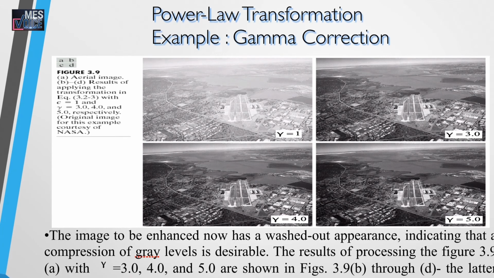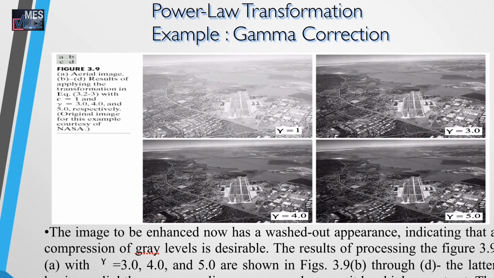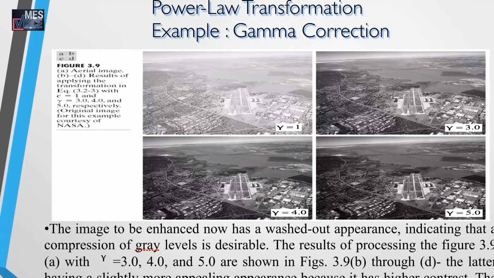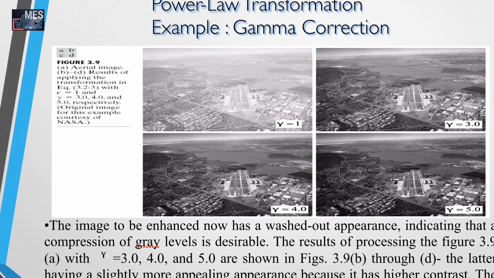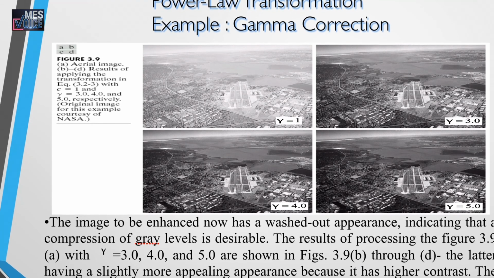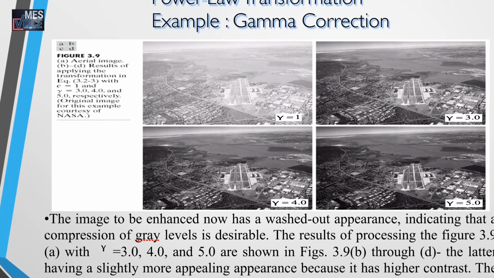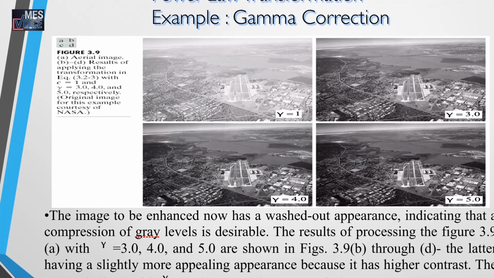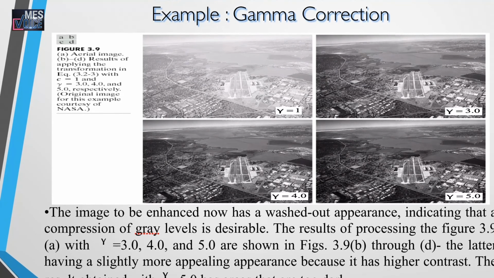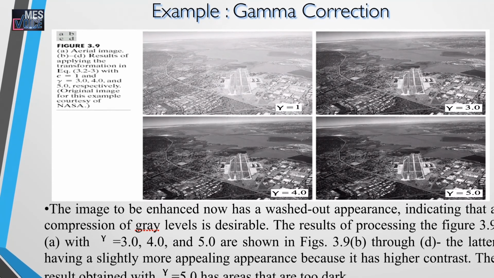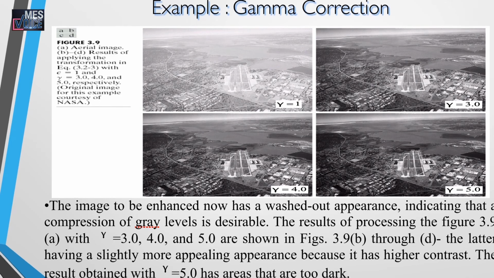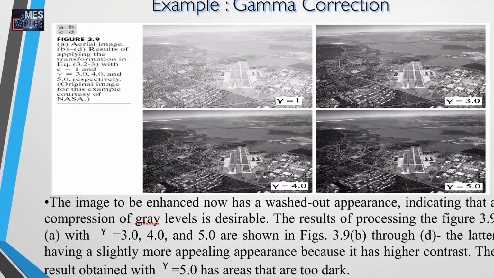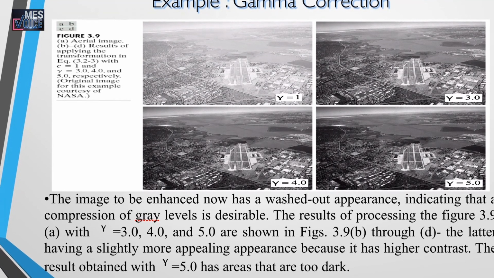On the left hand side, you can see an image with a washed out appearance, indicating that a compression of gray levels is desirable. The results of processing the image are given in B, C and D, where the latter has a more appealing appearance because it has a higher contrast. The result obtained with gamma equal to 5 has areas that are too dark.